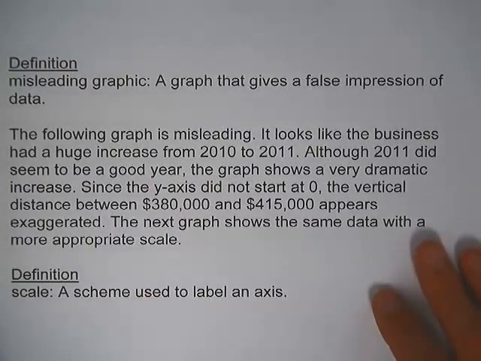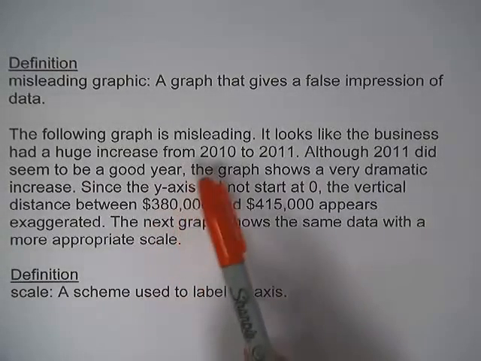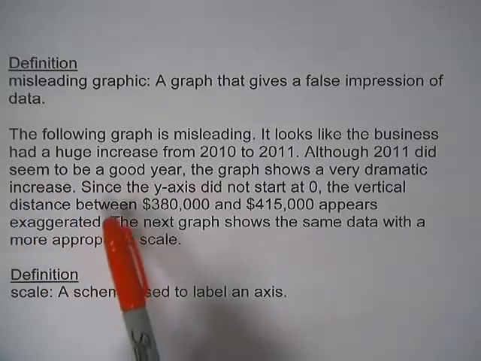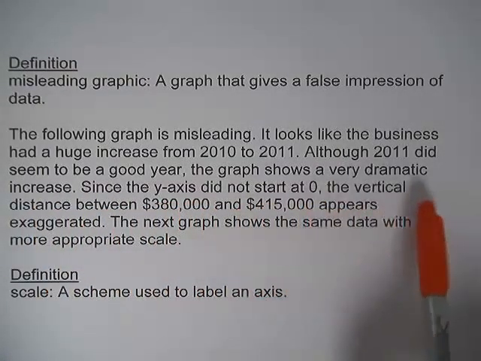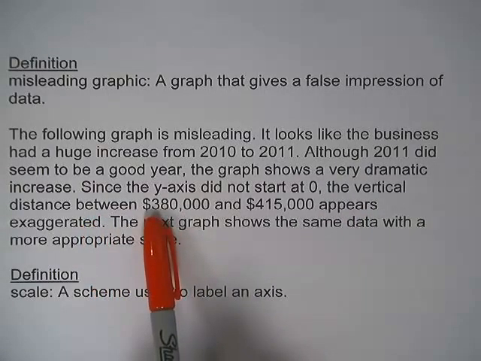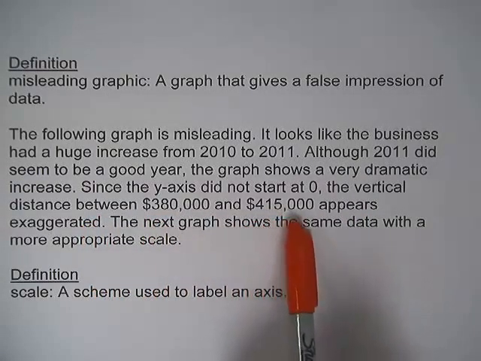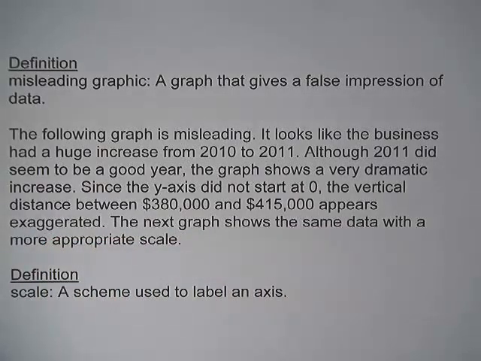And the graph showed a pretty dramatic increase. Since the y-axis did not start at 0, the vertical distance between 380,000 and 415,000 appears to be exaggerated. The next graph shows the same data with a more appropriate scale. I'll show you that now.